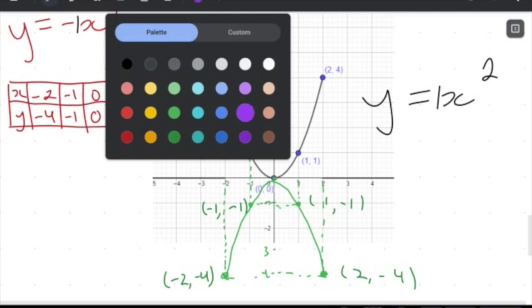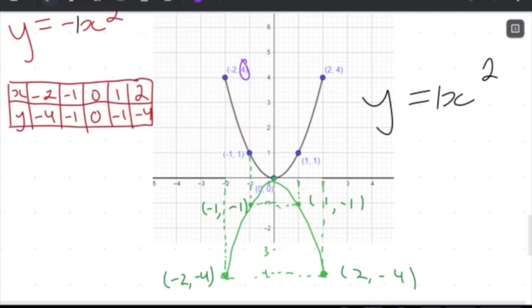Taking these points, 4 in my y coordinate when x equals -2 has now been transformed, reflected down to -4. It is the same magnitude but an opposite sign. Look at this here, 1 has been reflected to give me -1, 1 to -1 again, 4 to -4. Each time I'm getting the same number but an opposite sign.